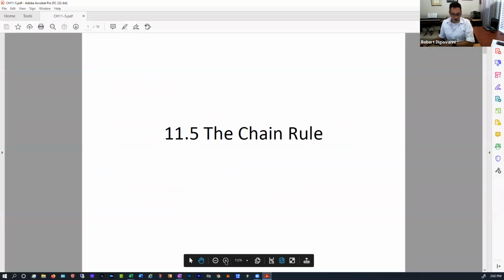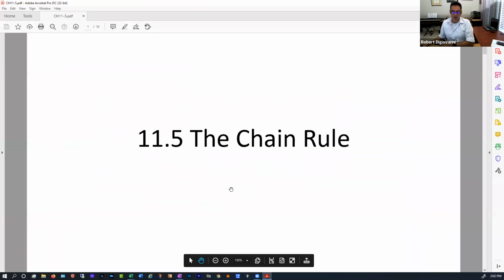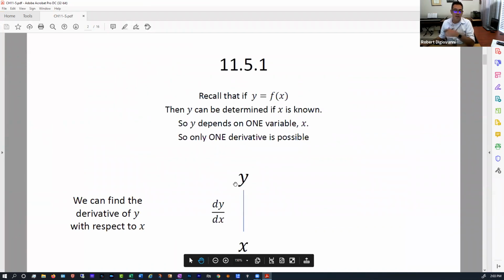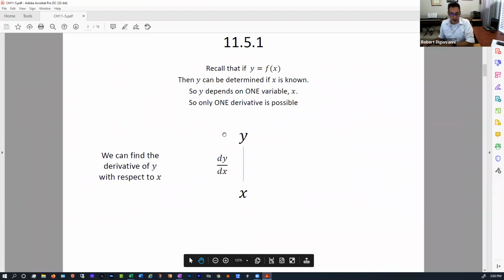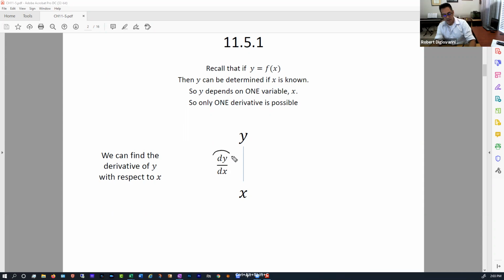So for chain rule here, we need to be able to handle functions that have several inputs. So back in Cal 1, this is what I just said. If you had y as a function of x, then y can be determined if x is known. So if you give me x, I can give you y. And when you have that relationship that y depends solely on x, then we have this idea of a derivative.